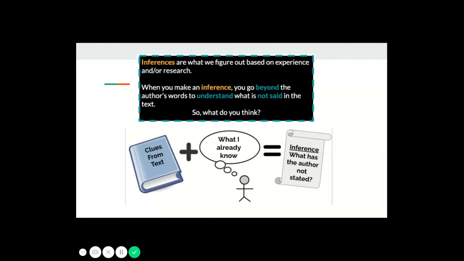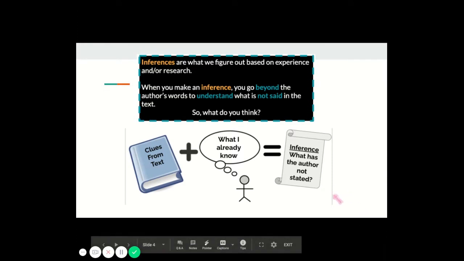Welcome back. Inferencing. It's a skill that you are probably familiar with from earlier grades, but let's take a look. Inferences are what we figure out about a topic based on what we already know about it and research. When you make an inference, you're basically making a conclusion about something using what you know and clues from the text. Knowing how to make an inference is important.